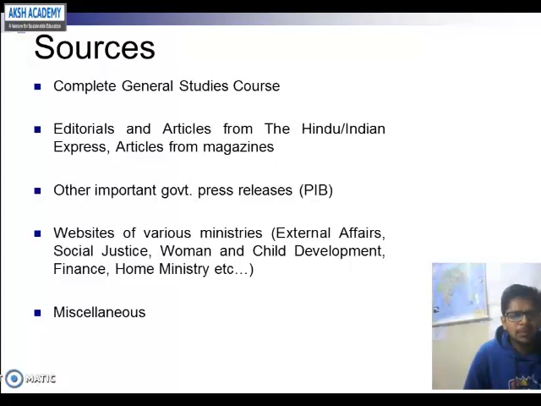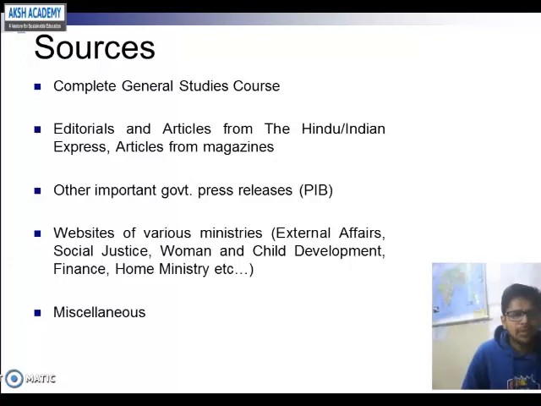Other important sources are government press releases, which you can gather from PIB, that is, the Press Information Bureau. This will be useful for information regarding important data or some facts or any government policy launched. So don't go for the very minute details about the data. Just have a rough estimation and a general trend. That will work for the UPSC examination. The very minute details of data, particularly facts or figures or percentages, are not required. These are not relevant to the UPSC.